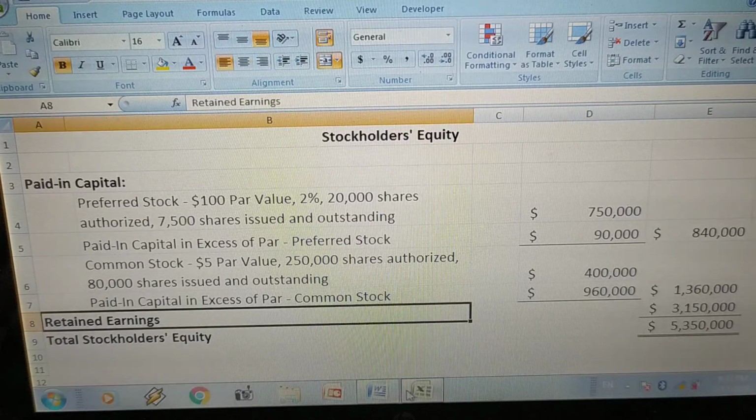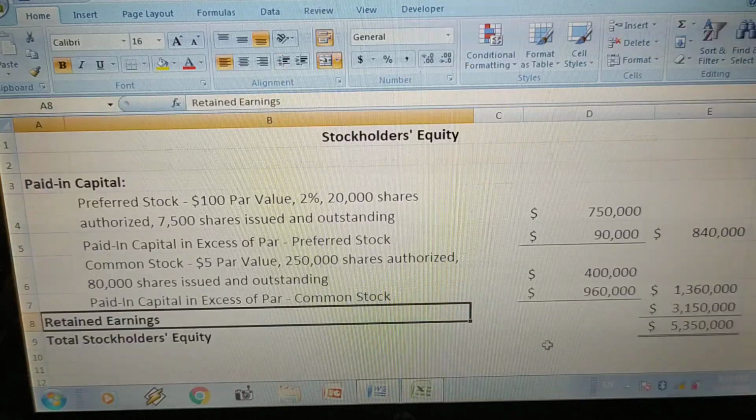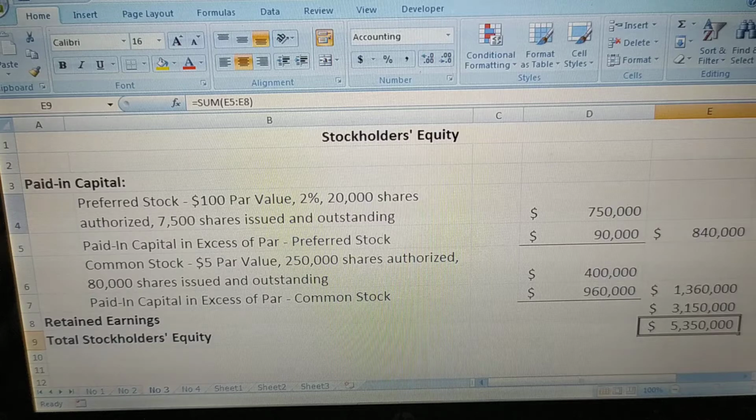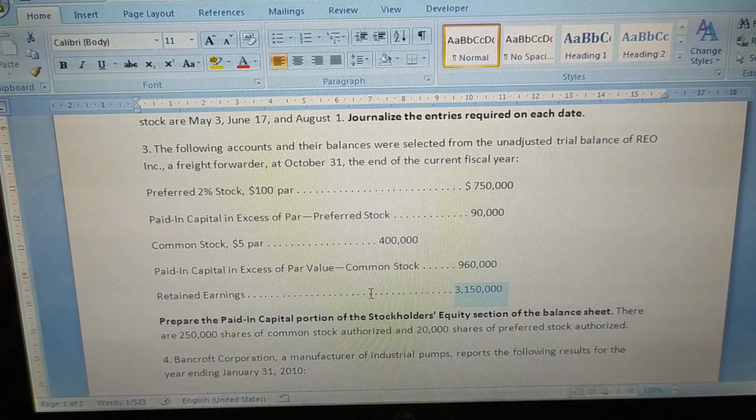And then for the retained earnings, it is very easy. You take it from the data. Then you sum all of it. You get the total stockholders' equity, $5,350,000. That is for number 3.